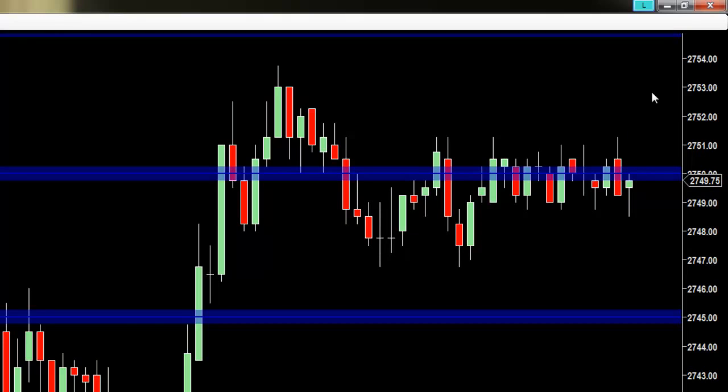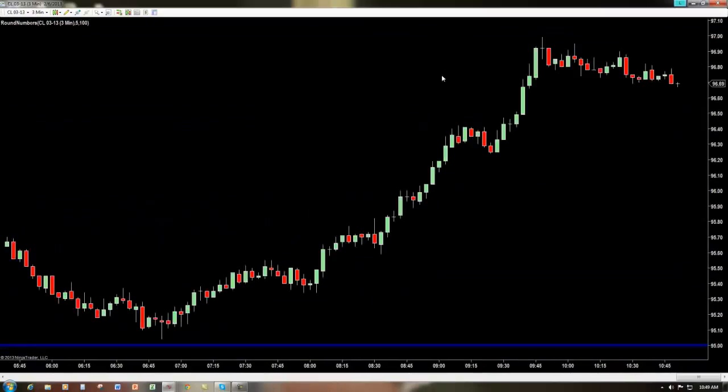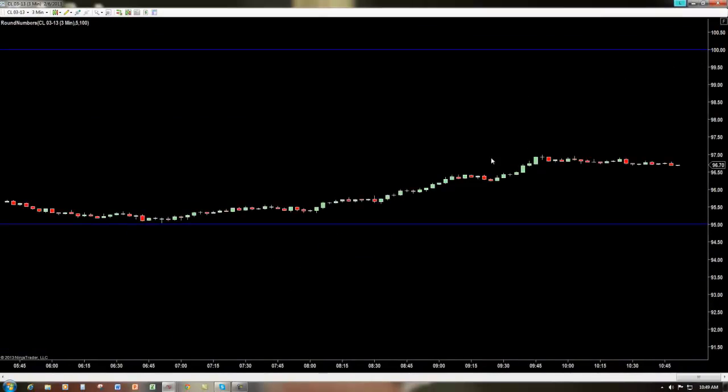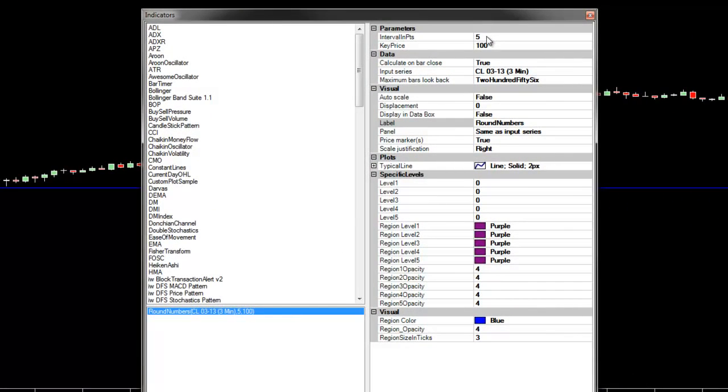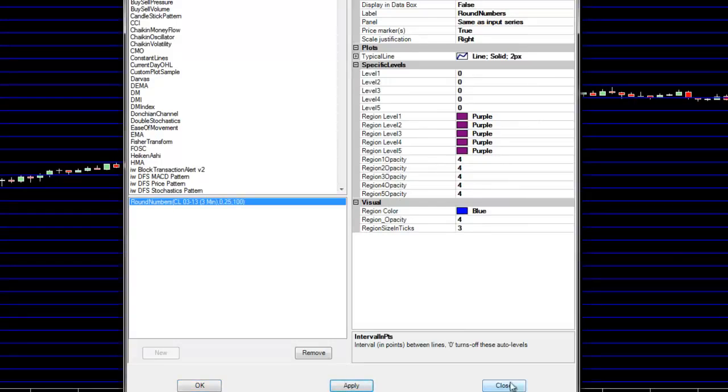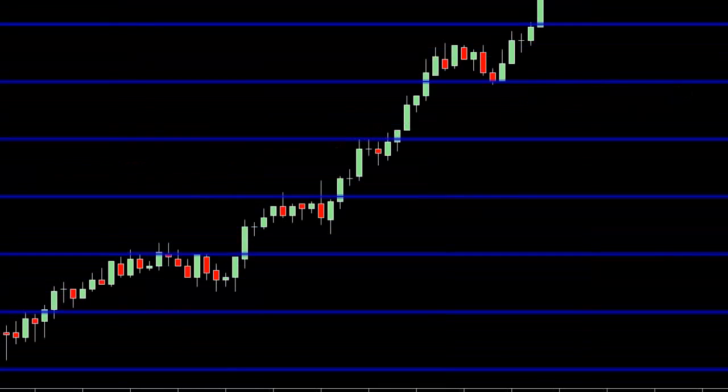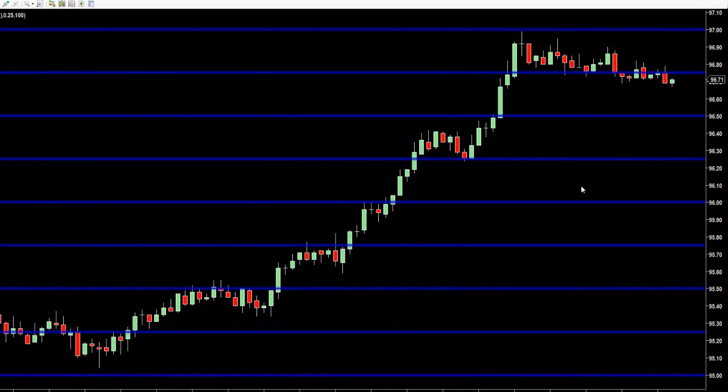Well, we've already taken a look at the NQ313. Let's take a look at the CL. I'm going to pull up the CL313, and as you can see, I don't have many round number lines here. Now I do because of where I've got it set, but let me show you how to change that. For the CL, rather than even 5 intervals, because the CL is 100 ticks per dollar, I like to put in 0.25. Simply click apply, close, and there we have it. Now I've got my round number increments for every 25 ticks.